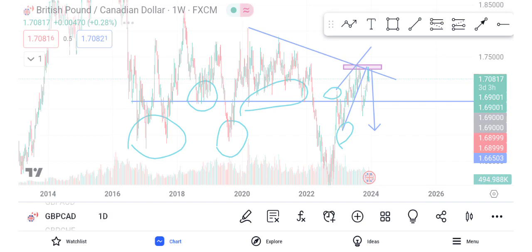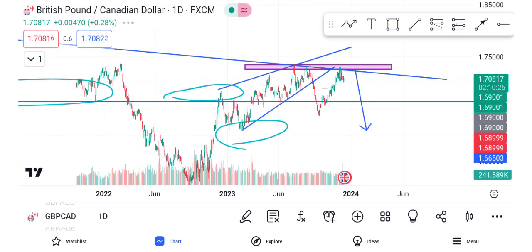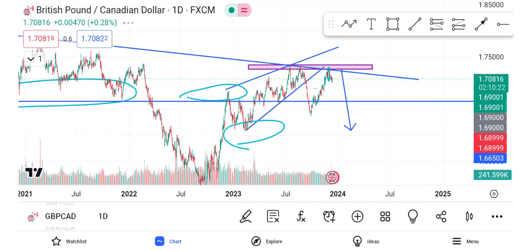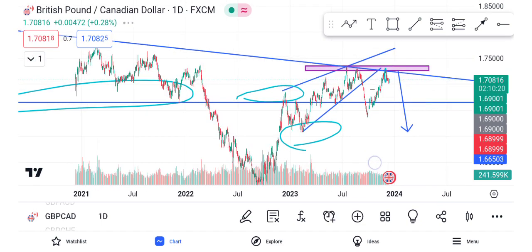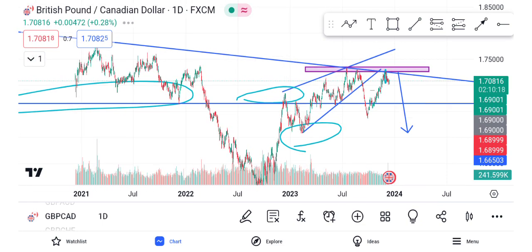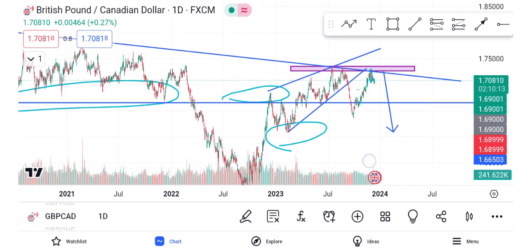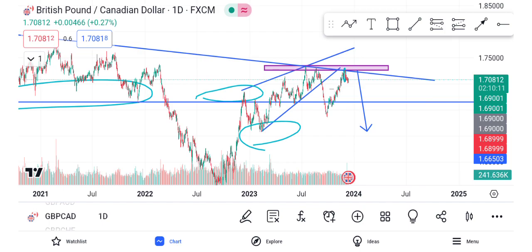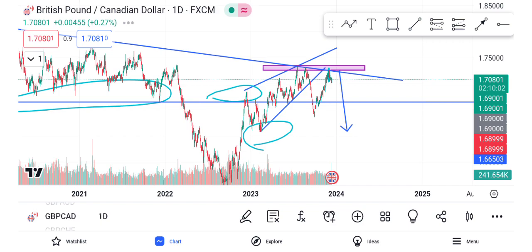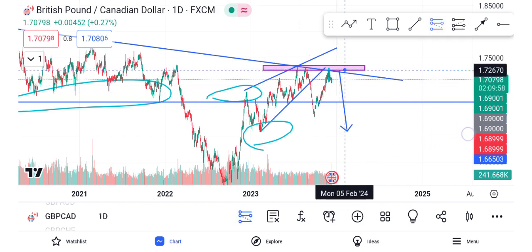This is our daily time frame now. So you have seen that the price has broken the strong point on the weekly time frame. So if we are going to set our take profit now, our risk reward would be like this. This will be our risk reward.